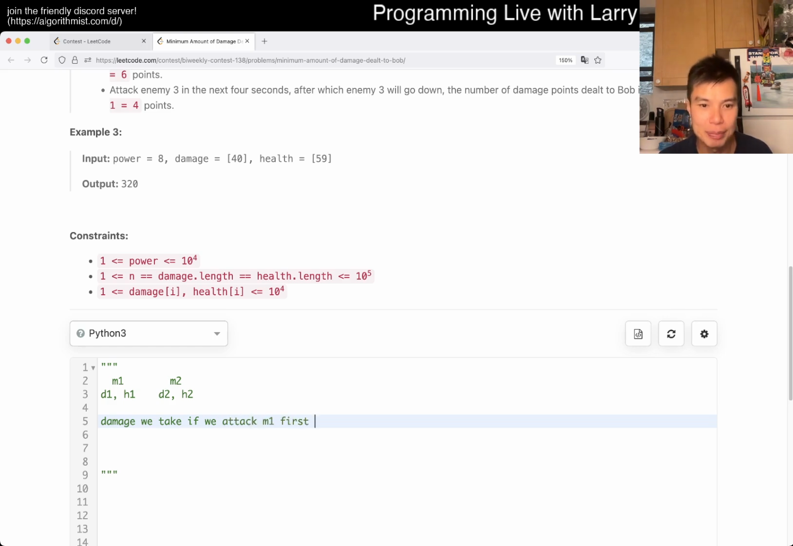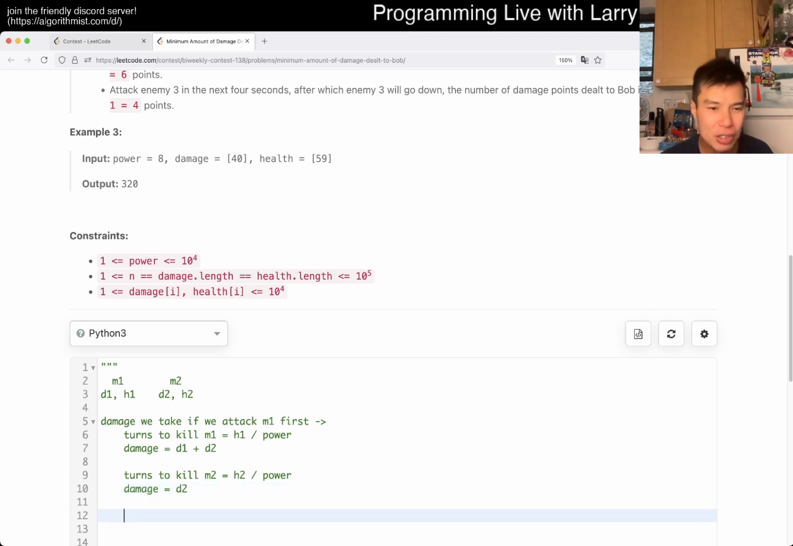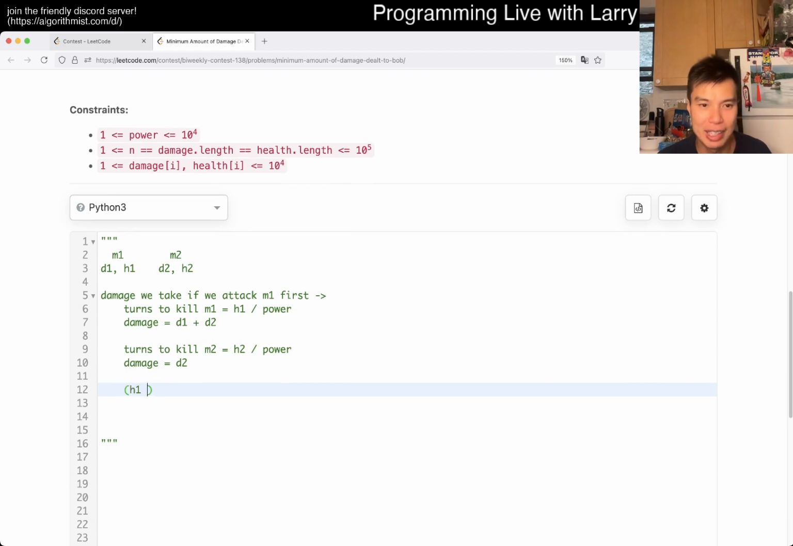attack M1 first, right? The number of rounds is just H1's health divided by power. That's the number of turns it takes. Let me actually write it out. So turns to kill M1 is equal to this, and then damage is going to be equal to D1 plus D2. And then after that, turns to kill M2 is equal to H2 over power, and of course this is rounded up, right? Damage is equal to D2. So you write it all together, and you have this formula: again, all the math is rounded up, so maybe something like this, plus D1 plus D2 plus ceiling of H2 over power times D2, right?